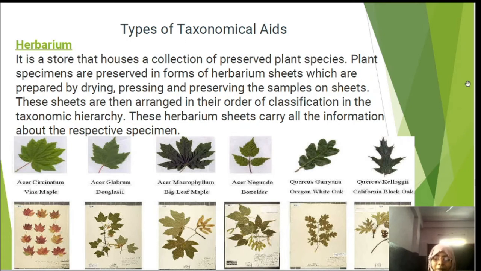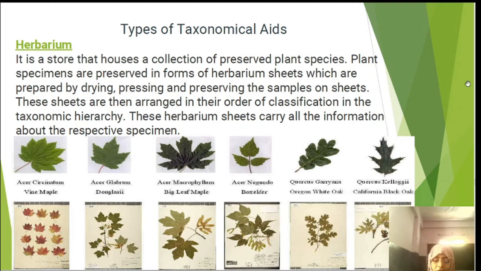In that box, you will write the name of the plant, its class, I mean its family, its biological name, where you have collected it from, the name of the collector, the date when you collected it, and what its habitat is. Once again, herbariums are nothing but sheets in which plants are pressed. Plants have been pressed by removing the moisture.